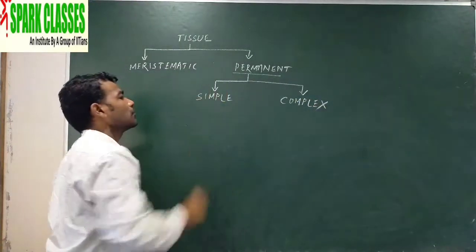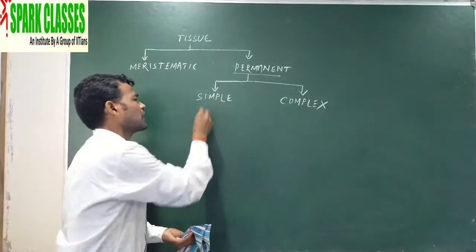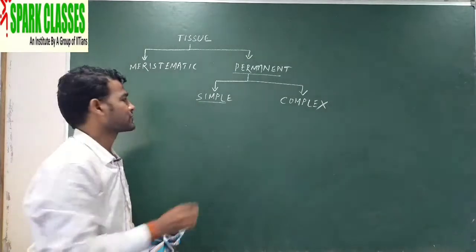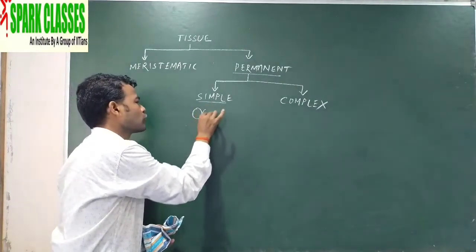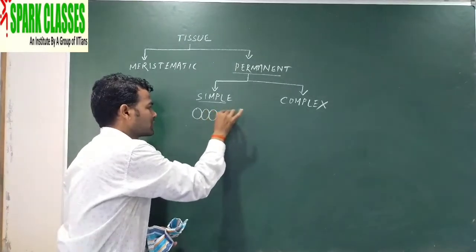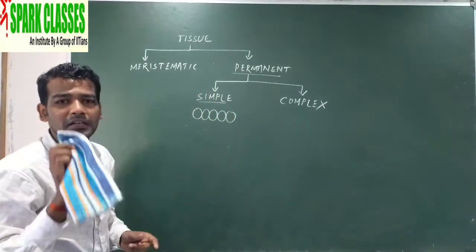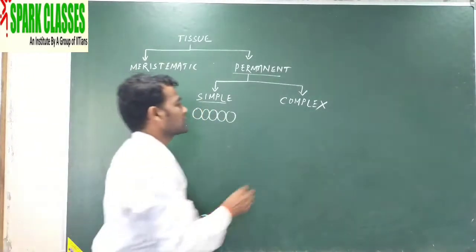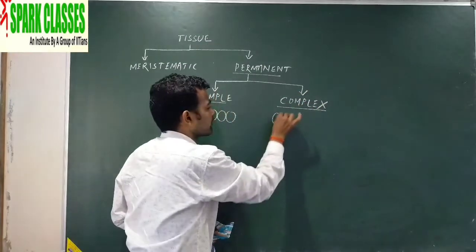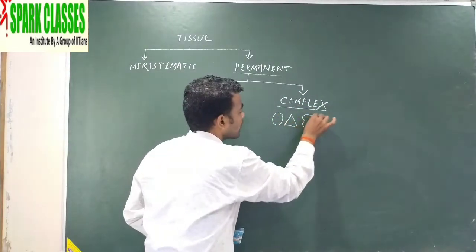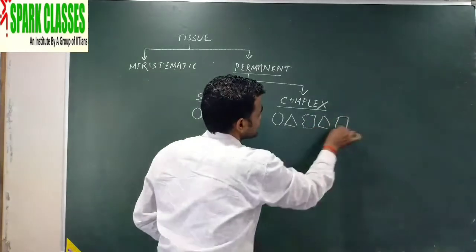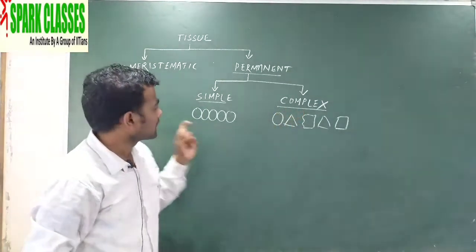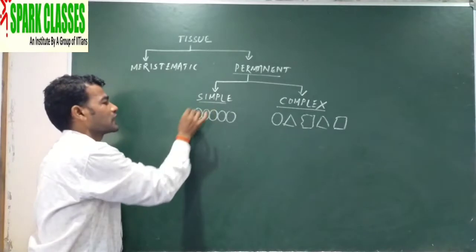So first, simple permanent tissue. What is simple permanent tissue? Its name indicates simple. This simple permanent tissue is made of only one kind of cell. Diagrammatically I am showing here. Closely look at the diagram. If a permanent tissue is made of only one kind of cells, that is called simple. But what is complex permanent tissue? If a tissue is made of two or more kinds of cells, you can see in the diagram, that is called a complex permanent tissue. And here different types of simple permanent tissue are there. One by one we will discuss.